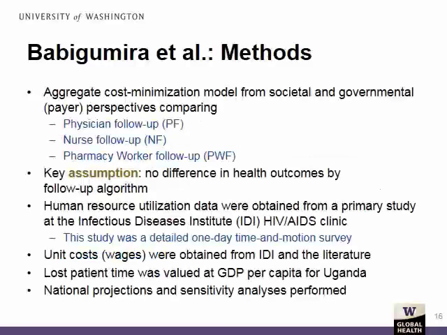To do this study, we built an aggregate cost minimization model. We used two perspectives: the societal perspective and the governmental perspective. We shall look at the differences in perspective in the week in which we shall study costs.